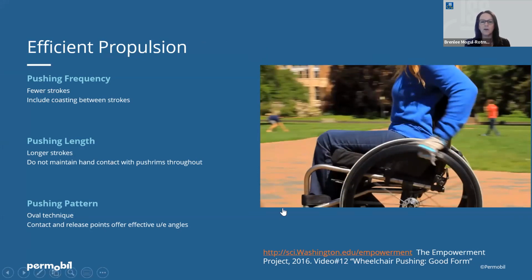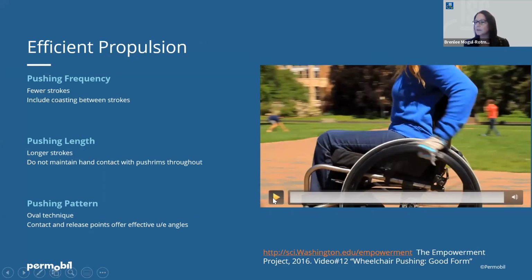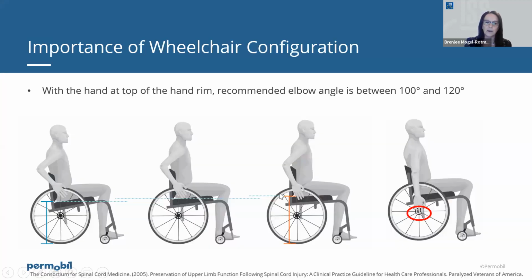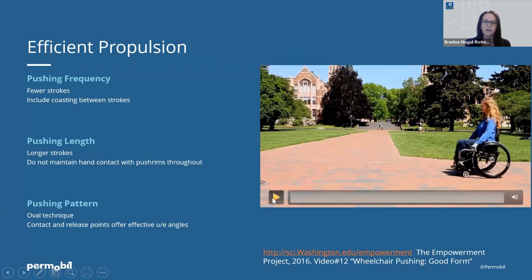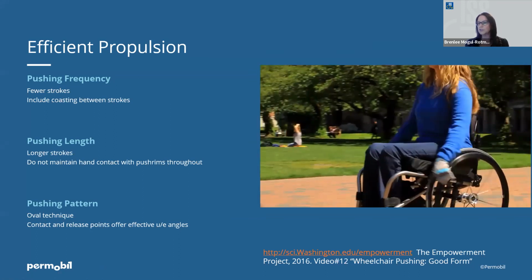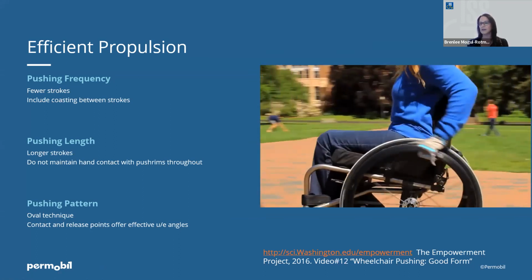So in the Empowerment Project training video, and they have some really cool training videos, they're recommending, oops, let me go back and see if I can play the video again. They're recommending the oval propulsion technique: strong, long pushes without maintaining hand contact of the push rim between the strokes. So it is something to look at when we're talking about propulsion. And what we have to think about is not just the configuration of the manual wheelchair itself, but also that back support and how the person's able to sit upright.